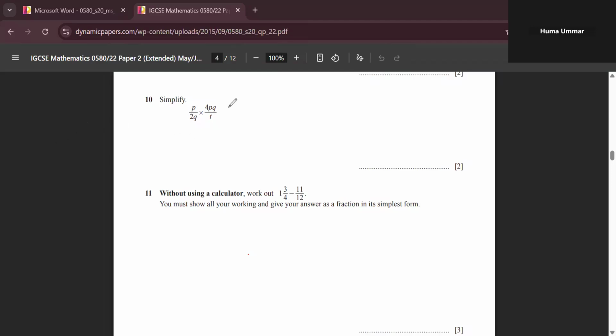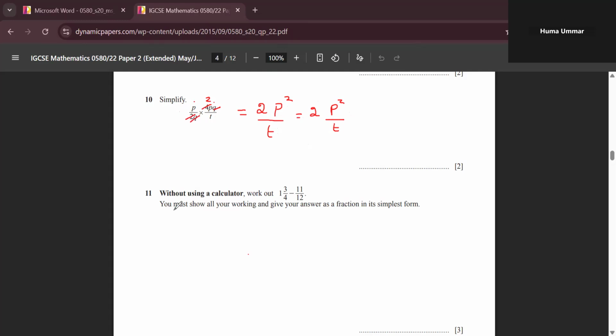Okay, question number 10 is very simple. What we can do, we can keep on cancelling the things which we can. Look here. Q you can cancel with this Q, right? 4 can be cancelled by 2. 2 times 2 is 4. So now we are left with one number which is 2 and there are 2 p's, this p and this p, so this will become p square whole divided by t. So this is the answer. Okay, you can write 2p square over t, or more professionally you can write like this also.